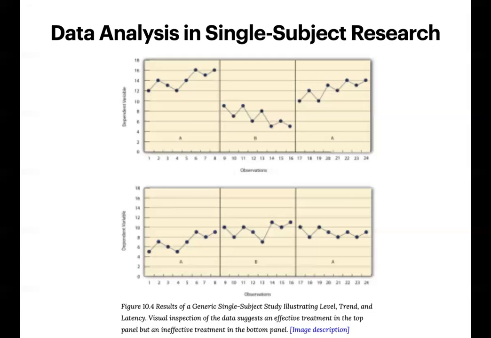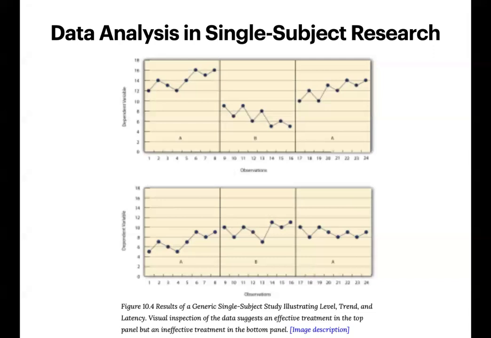Another way to analyze the results of single subject research is to use a statistical procedure that is also used in group research, including calculating means, standard deviations, and inferential statistical tests such as t-test and analysis of variance.